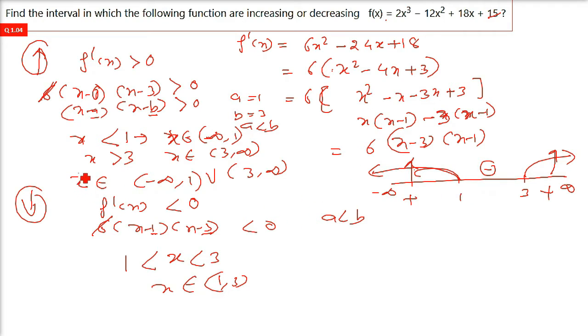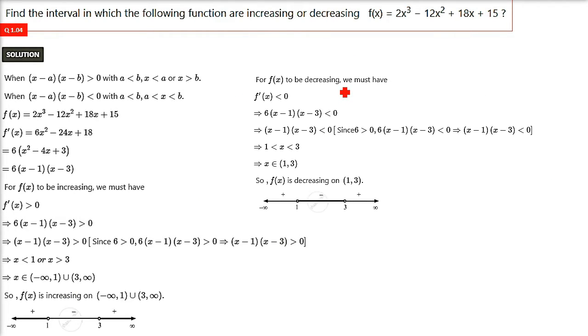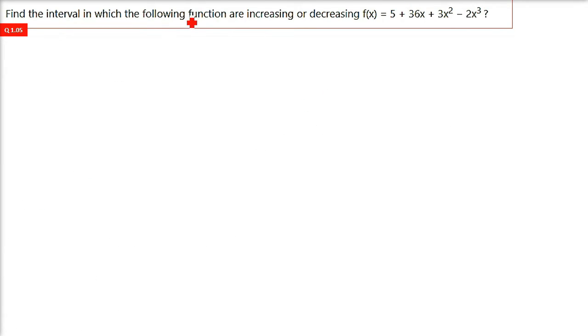Alright, so you should use the number line in order to show the examiner that you know how to solve it. Now this is the solution for your reference, which you can follow. Step by step, everything you have to write, and this is the way we have to go about it or follow this procedure. This is f dash x greater than 0, this is f dash x less than 0. Find the interval in which the following functions are increasing or decreasing.